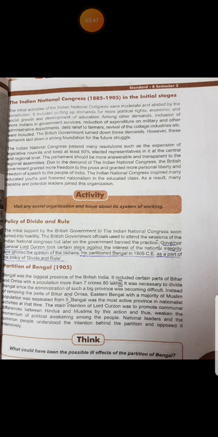The Indian National Congress inspired many educated youth and fostered nationalism in the educated class. As a result, many capable and potential leaders joined this organization.